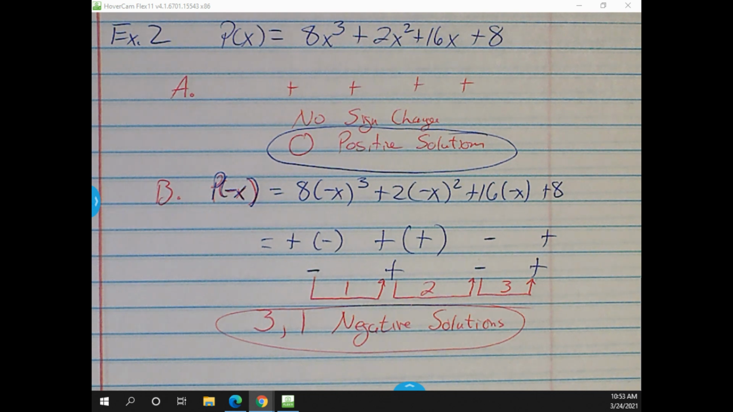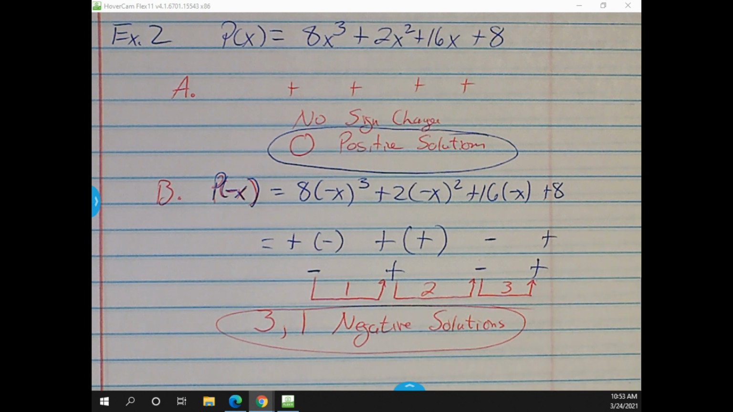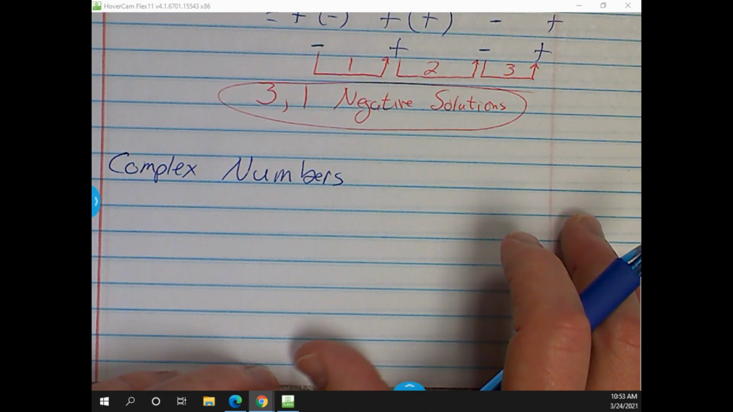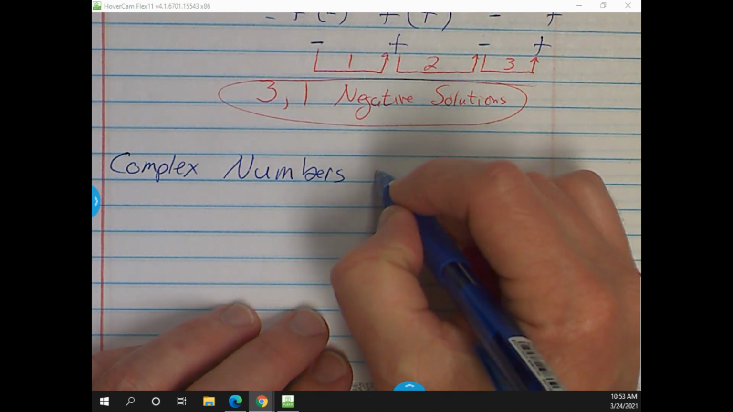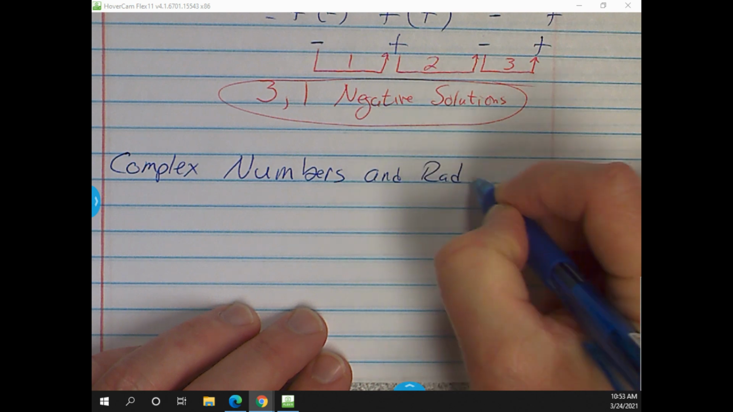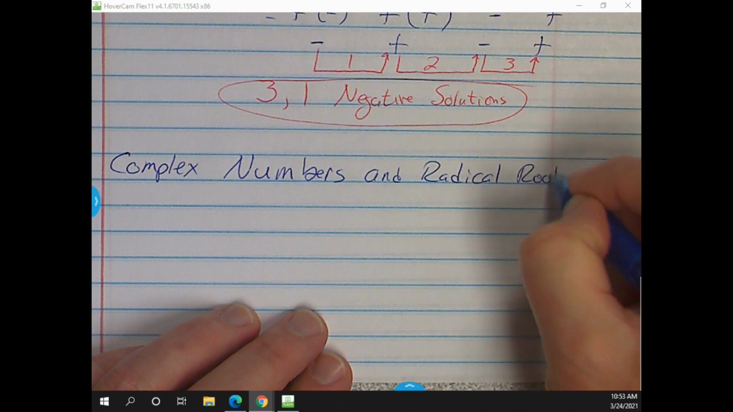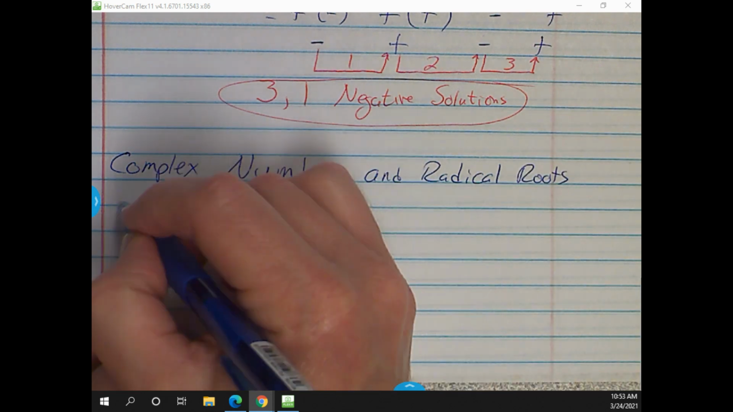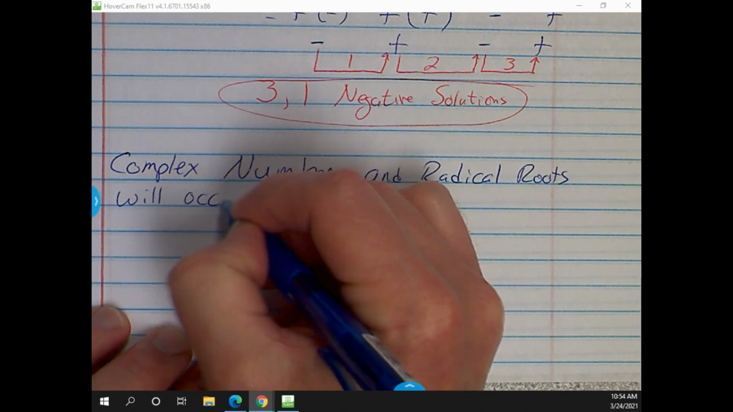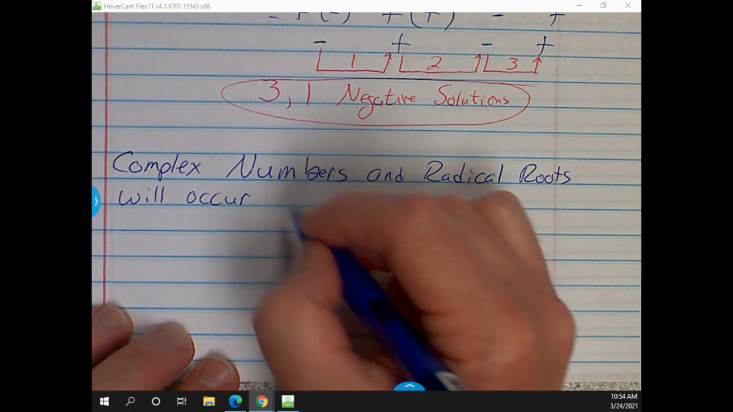Okay, and then the last big thing we've got to do today, and this is where we'll tie these two things together. And we've already talked about it here for this one. We're going to say this: complex numbers and radical roots, for everything that we're doing solving wise, those are always going to occur in conjugate pairs.